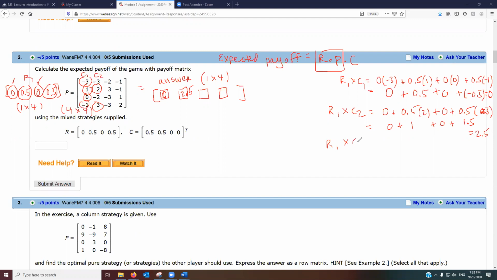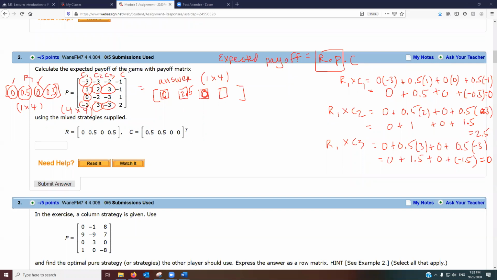R1 times C3. Again, this is going to be a 0 plus 0.5 times 3 plus 0 plus 0.5 times -3. All right, well, that's going to be 0 plus 1.5 plus 0 plus -1.5. So that works out to be a 0. So I'm going to put a 0 here.